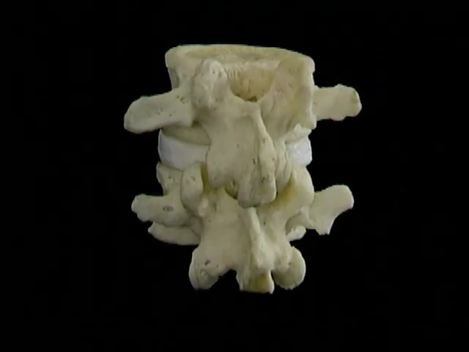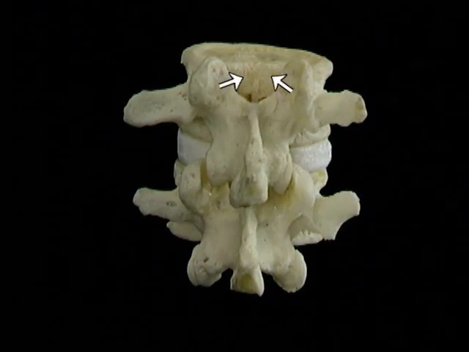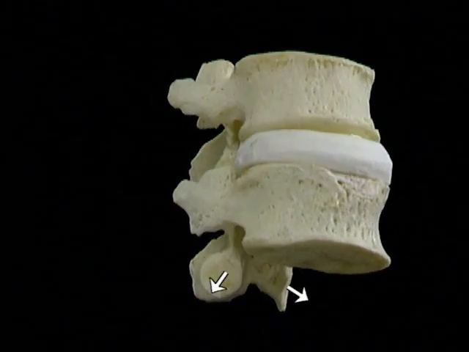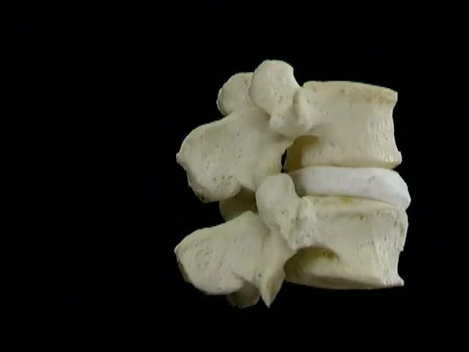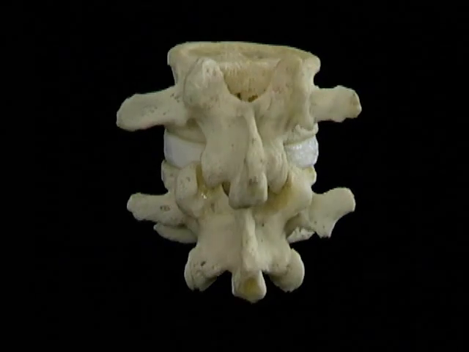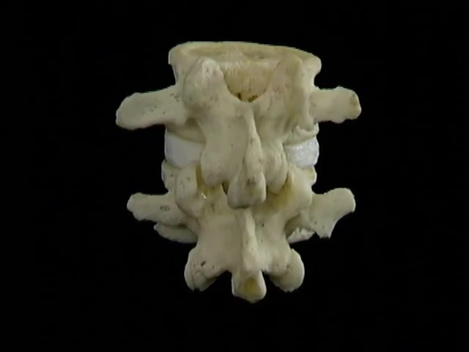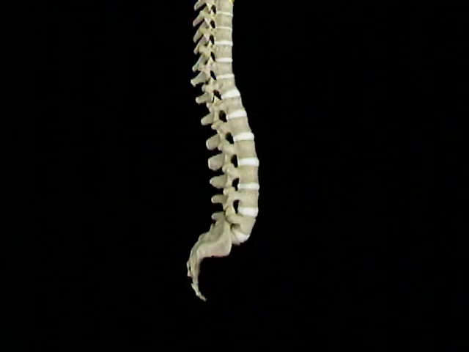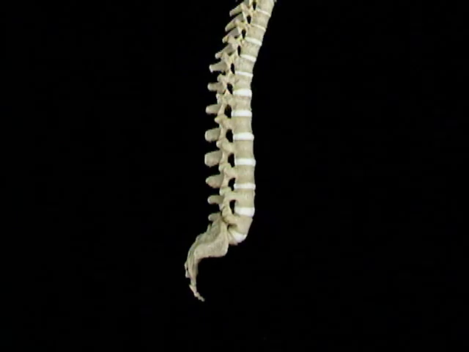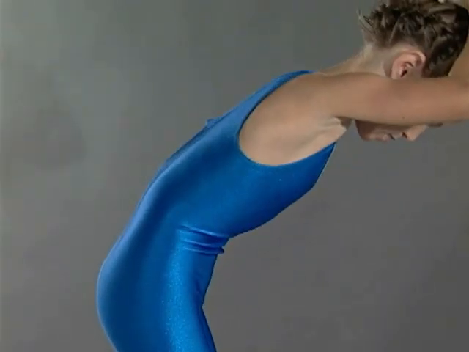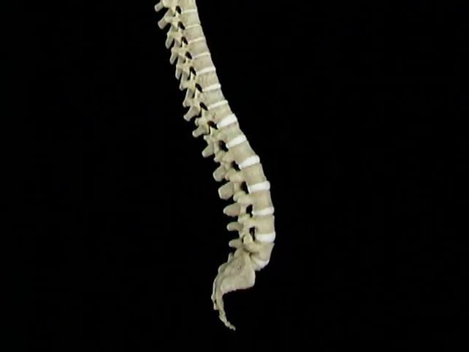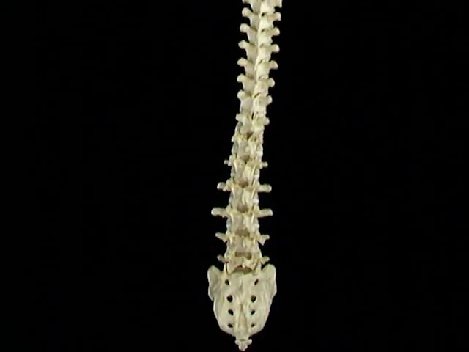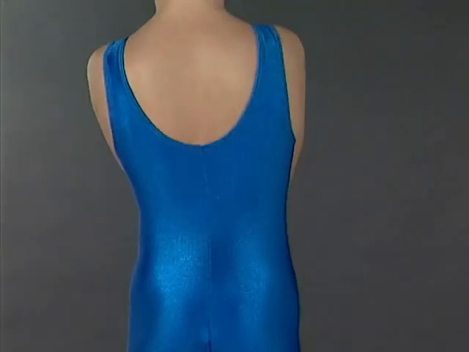The upper articular processes of lumbar vertebrae face inward. The lower ones face outward. Because of this arrangement, there's almost no rotation between lumbar vertebrae. The movements that can occur in the lumbar spine are flexion, extension, and lateral flexion to either side.